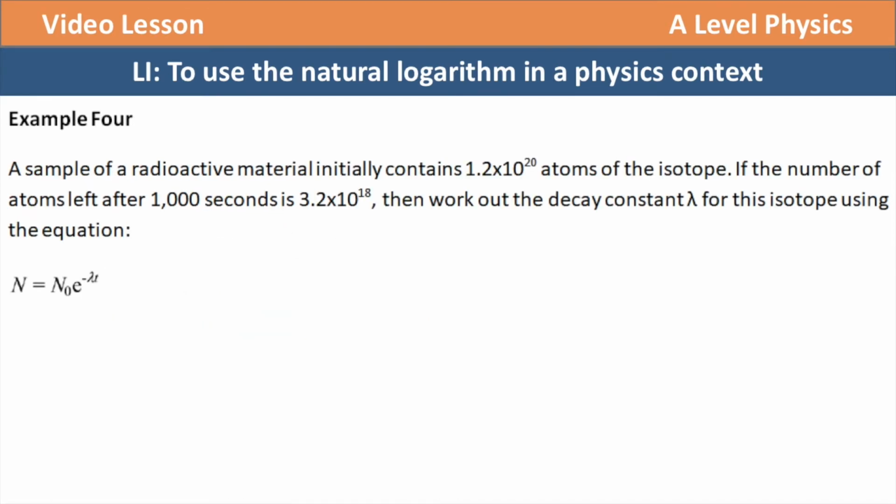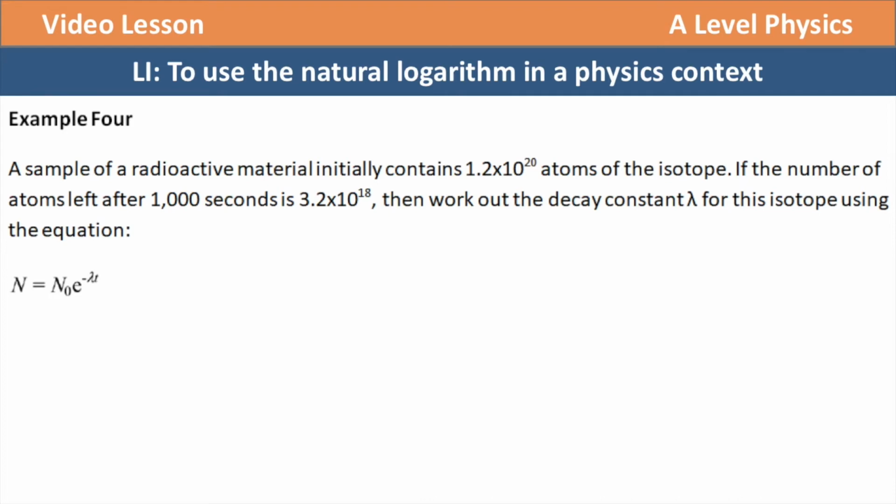Okay, let's look at an example now that deals more with a physics context. Obviously, it was good to look at those examples in terms of getting some practice in using the law, but now we want to see what it's used for. So, a sample of radioactive material initially contains 1.2 times 10 to the 20 atoms of the isotope. If the number of atoms left after 1000 seconds is 3.2 times 10 to the 18, then work out the decay constant lambda for this isotope using the equation N equals N naught e to the power of minus lambda t.